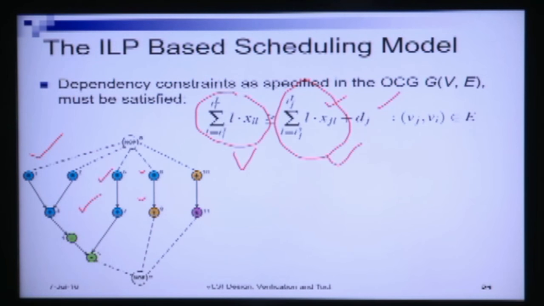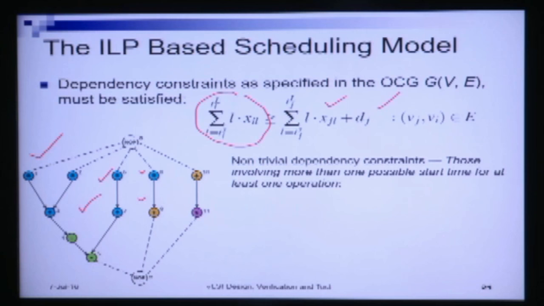When has this to happen? When there is a dependency constraint between operation J and operation I, shown through the edge Vj comma Vi. If there is an edge Vj comma Vi, then this one should be true. Okay.